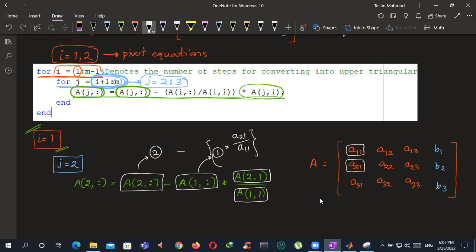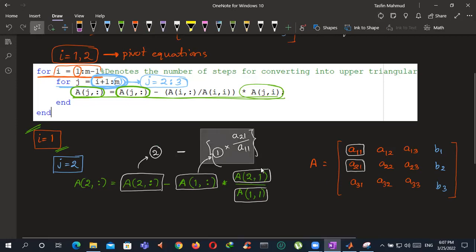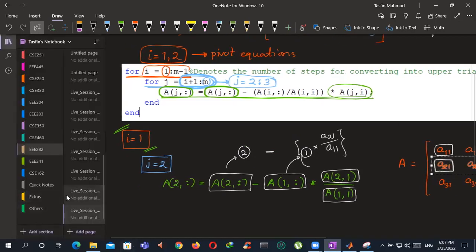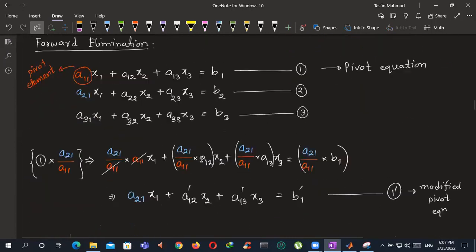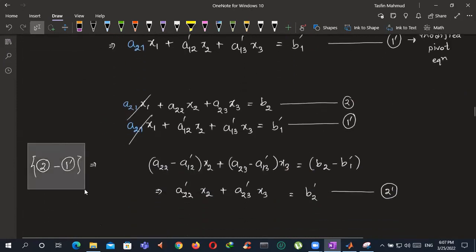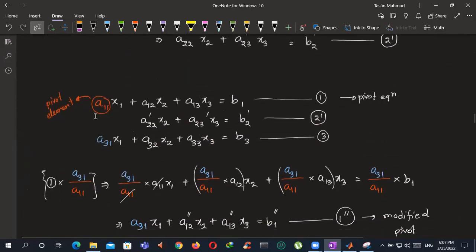So we are subtracting this whole part from the second equation, and we are putting it in the second row. After modifying this, we are putting it in the second row. That's the thing we have done here, and that's how we eliminated the first term. We eliminate this term in this way, multiplying with a 2 1 divided by a 1 1 and then subtracting it from the second equation. We have eliminated this term.